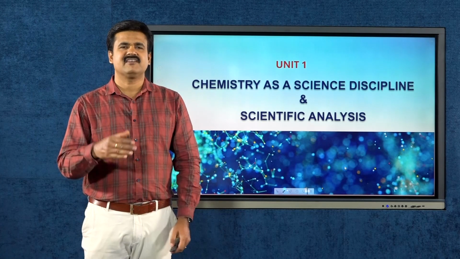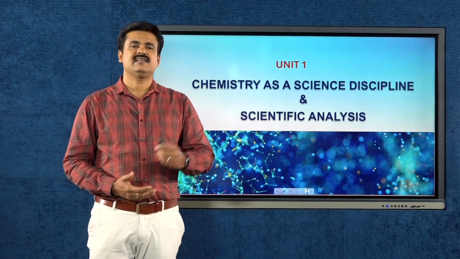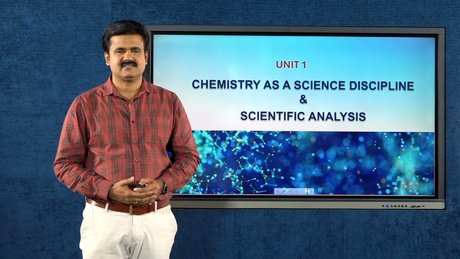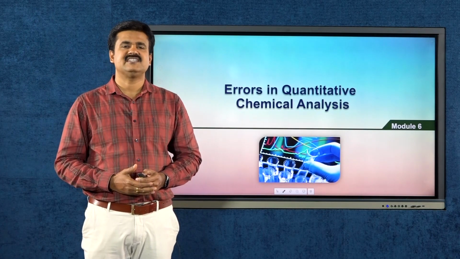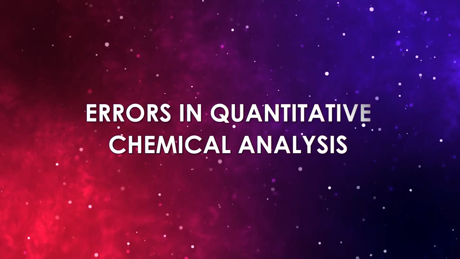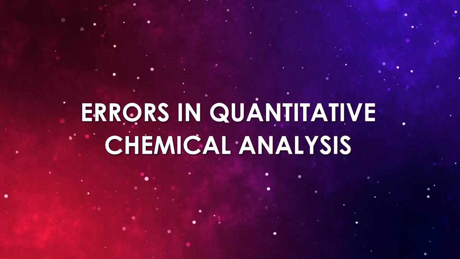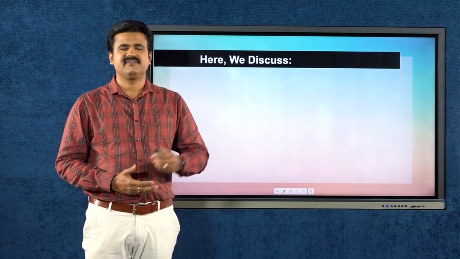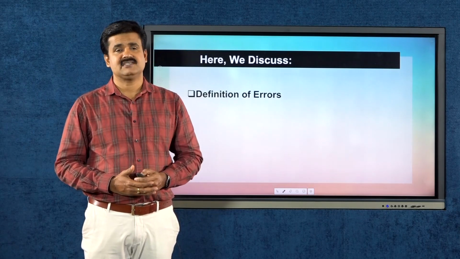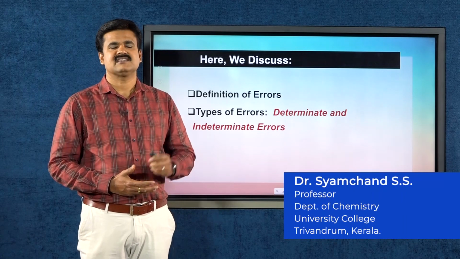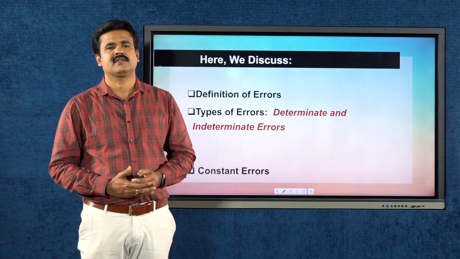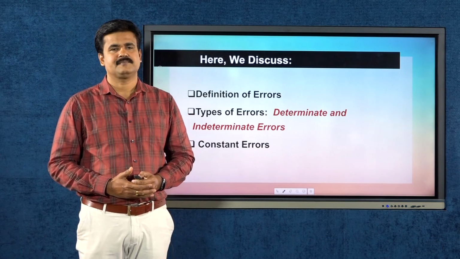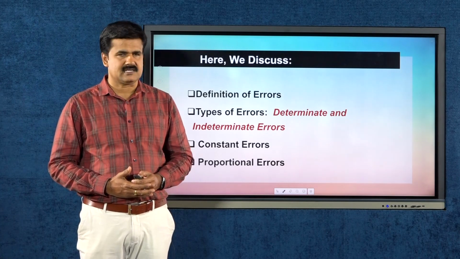Welcome dear learners. We are continuing Unit 1, Chemistry as a Science Discipline and Scientific Analysis. In this module, we are discussing errors in quantitative chemical analysis. Here we discuss the definition of errors, types of errors, that is determinate and indeterminate errors, their difference, etc. Now, constant errors and proportional errors.